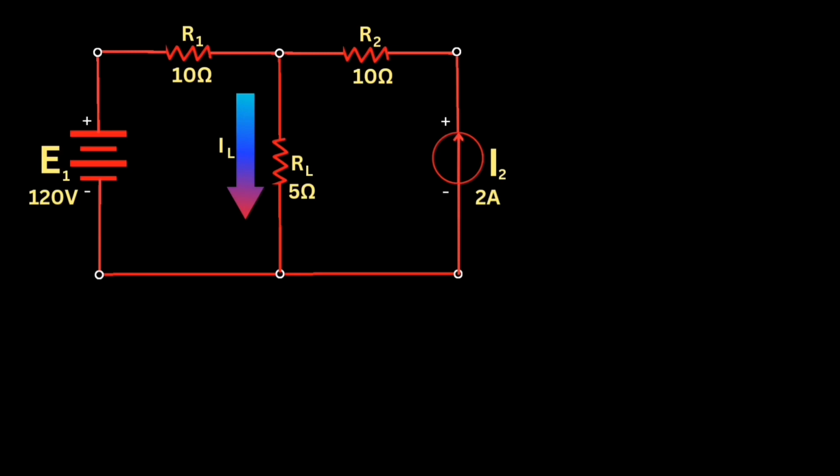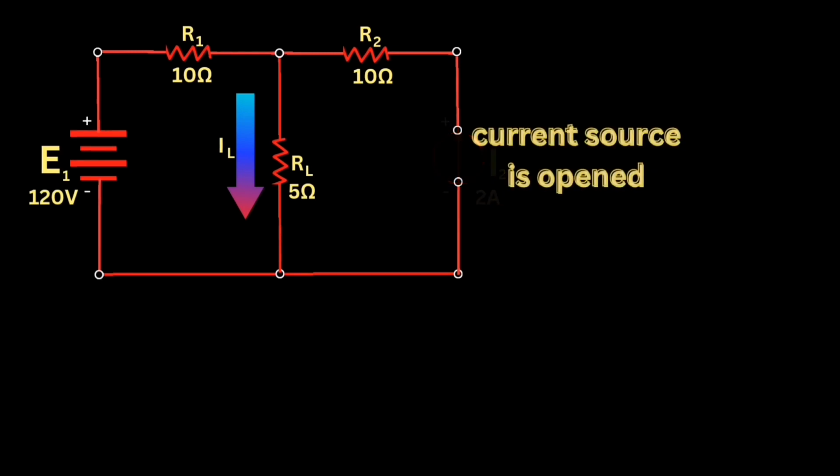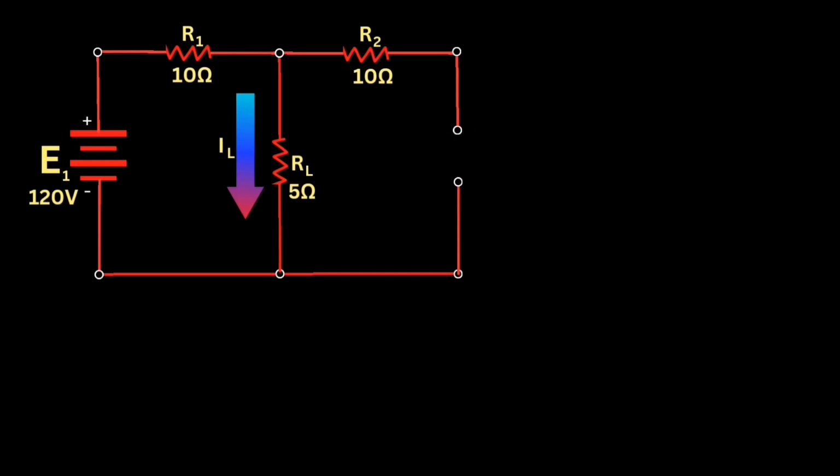In this circuit, first we have to take the voltage source and we open the current source. So to solve this circuit, simply find the R total with respect to voltage source E1. R total is equal to R1 plus RL. Substituting the values, we have R total is equal to 10 plus 5. That will result in 15 ohms.